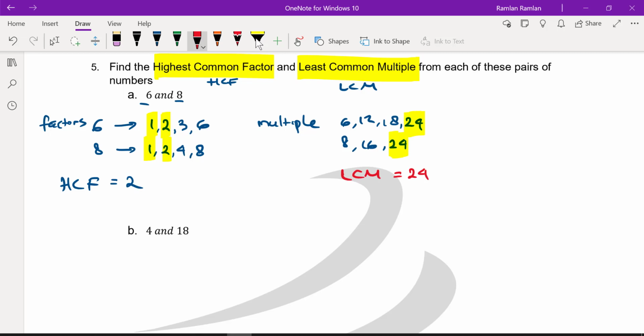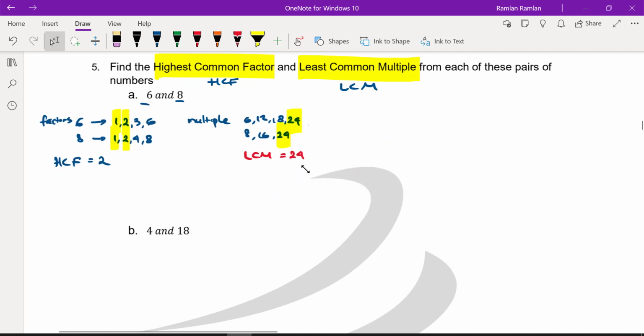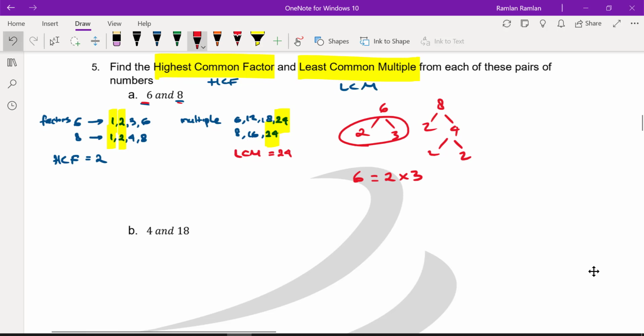Okay, the second method is we can use the prime factors. I'm gonna make this a little bit smaller, guys. To use the prime factors, let's write down 6 and 8 as a prime factorization. So 6 is 2 and then 3. And 8 is 2, divided by 2 is 4, divided by 2 is 2, for example, like this, right? So I can write down 6 as 2 times 3, and 8 as 2 to the power of 3, because it's 2 times 2 times 2.